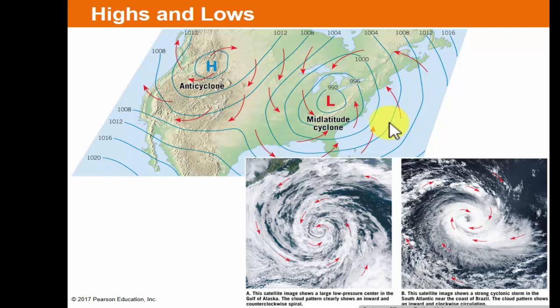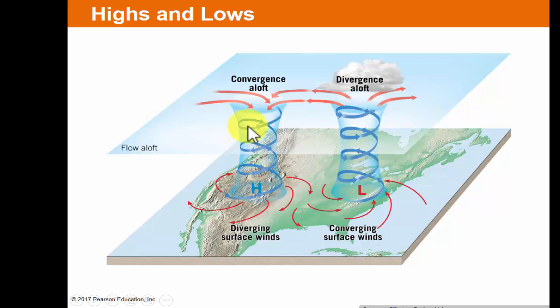So here's your surface weather map with your isobars in and around the 1,000 millibar range. There's a low of 992. A high is up around 1,016, maybe a little bit higher than that. Anticyclonic flow goes out of high pressure clockwise, into a cyclonic flow into low pressure counterclockwise. And the two are connected, meaning the flow aloft and the flow at the surface is connected.